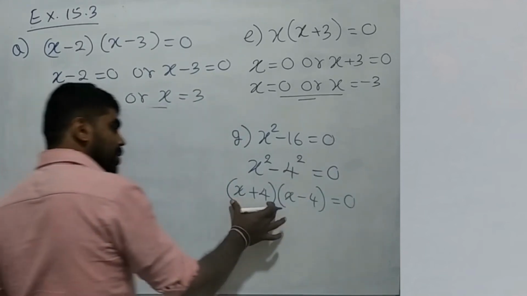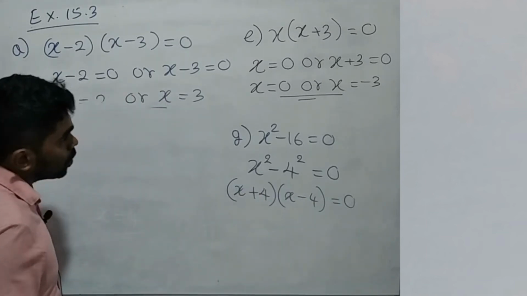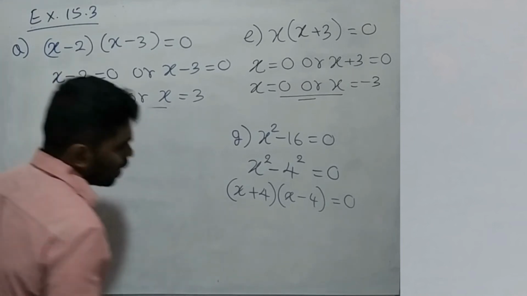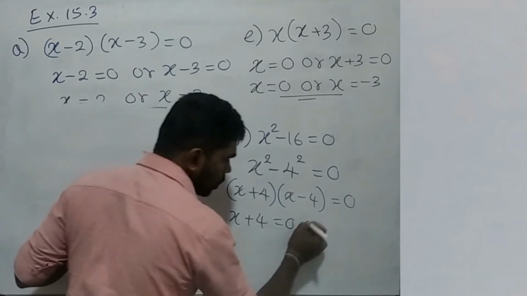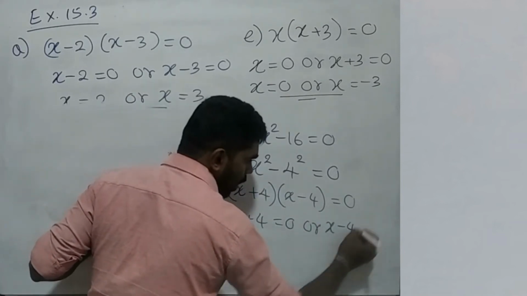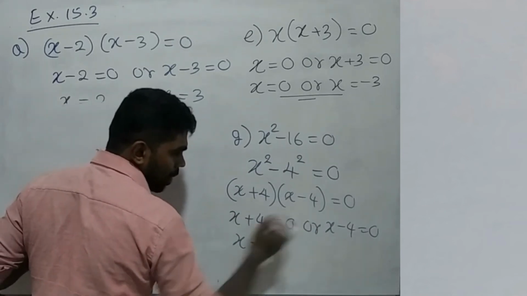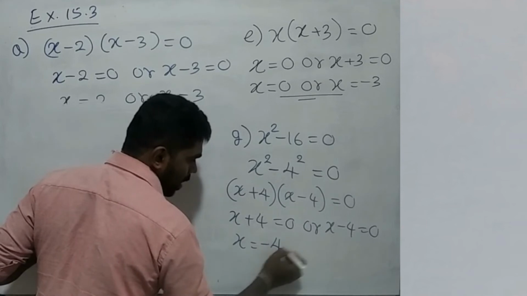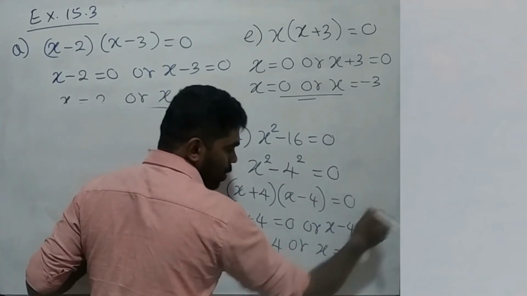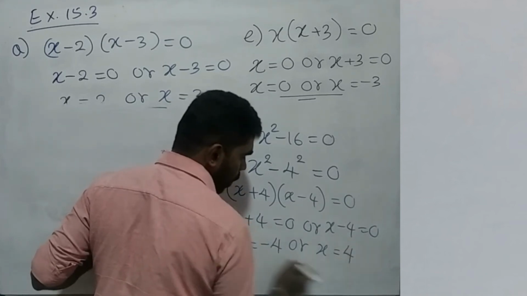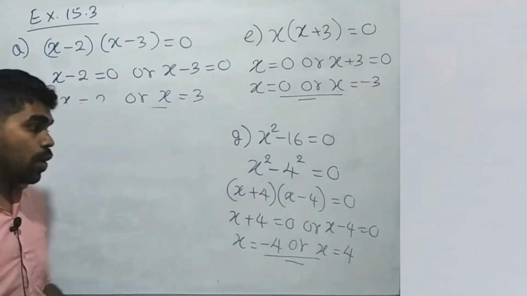Now, there is a product between two terms on the left hand side. Then we have to use the same method to find the x value. x plus 4 equals 0 or x minus 4 equals 0. x equals, we have to bring plus 4 to the right hand side, minus 4, or x equals, we have to bring minus 4 to the right hand side, 4. Then the answer is x equals minus 4 or x equals 4.